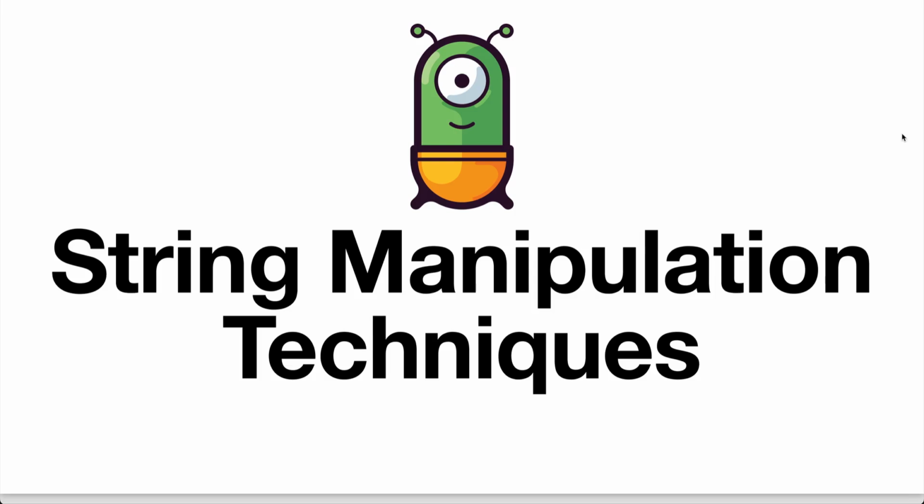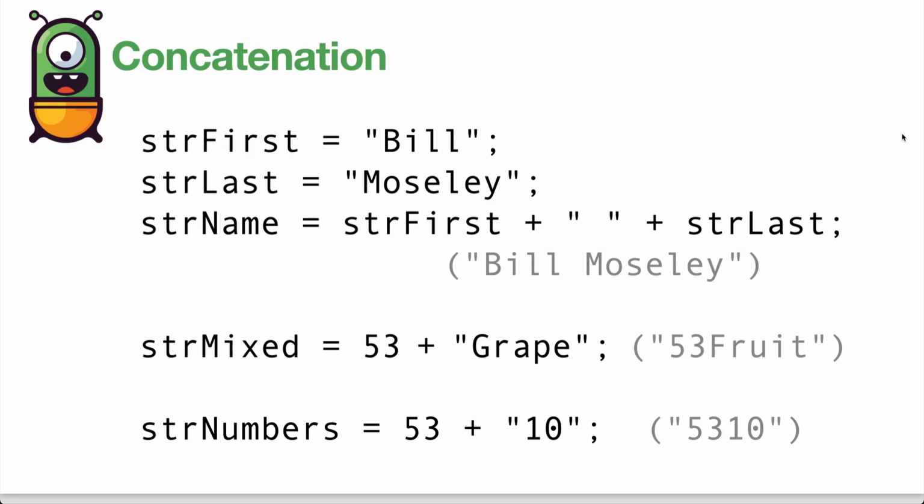Let's take a quick look at some string manipulation techniques. These are important ways of manipulating strings and doing things with strings that can be useful. So the first one is concatenation. Concatenation is just a long way of saying gluing strings together. And in JavaScript, we use the plus sign typically for concatenation.